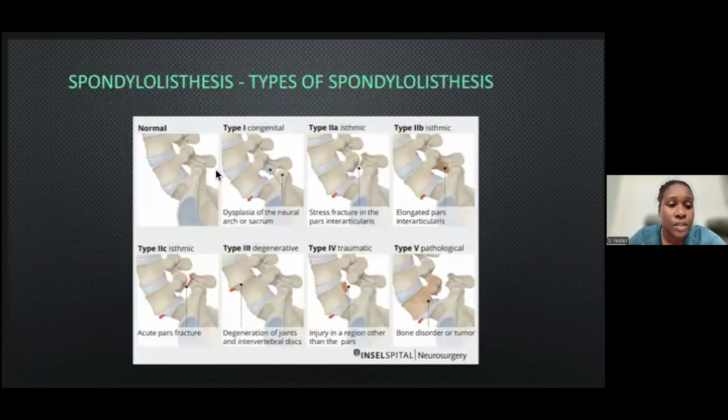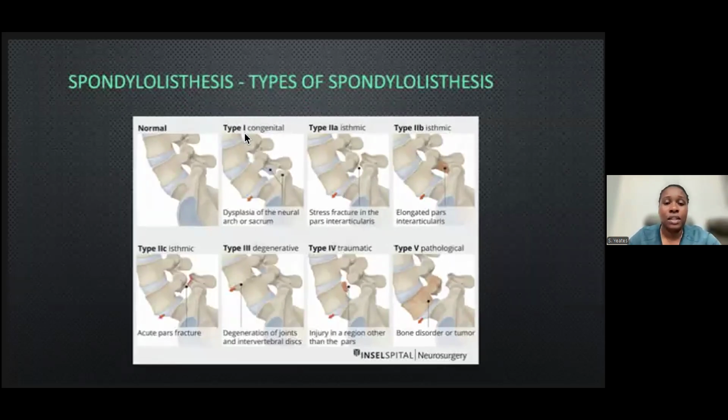So as you can see on the screen, this is the normal anatomy of the lumbar vertebrae. Then you have the congenital or type 1, the dysplastic or congenital, where the upper sacrum or arch of L5 permits the spondylolisthesis. There's no pars defect at all. Some of these may progress to type 2 or type 3.